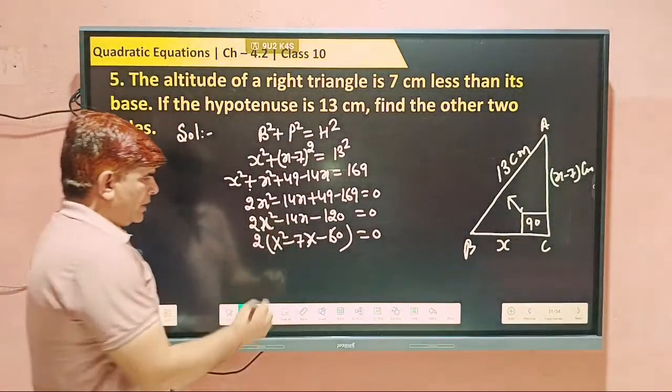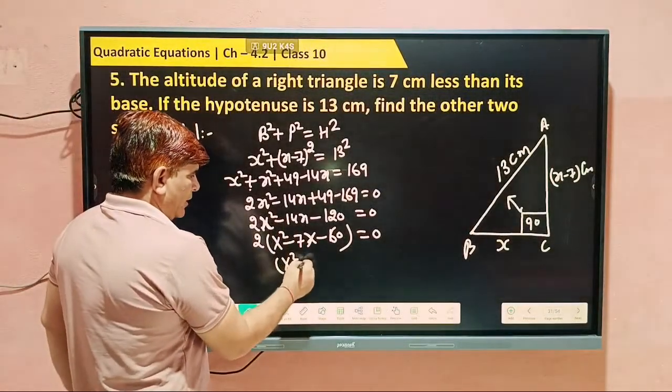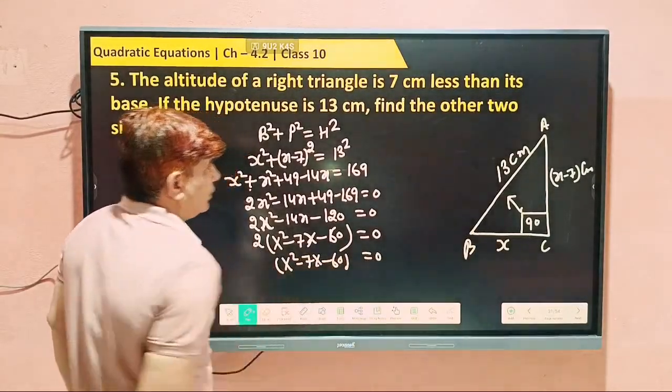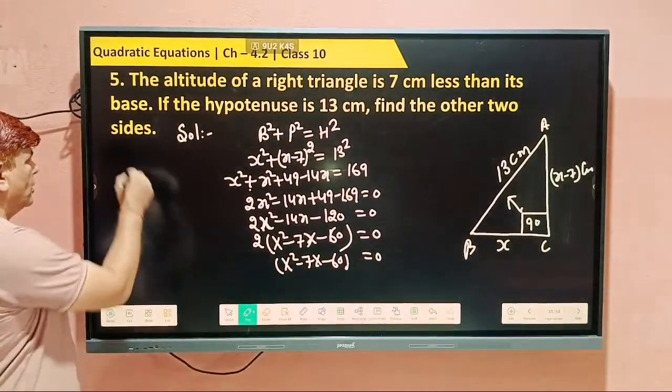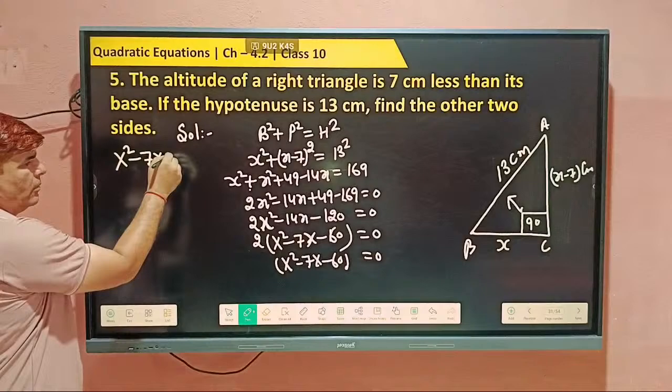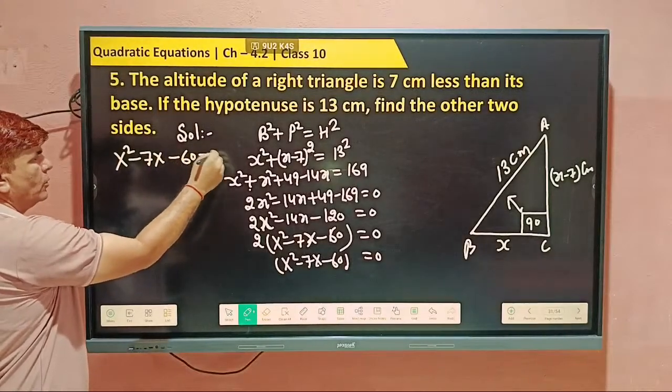Transfer 2 to that side, so it becomes 0. So it becomes x square minus 7x minus 60. This is equal to 0. Now we have to find out the value of x. Again, we can solve it like this: x square minus 7x minus 60 equal to 0.